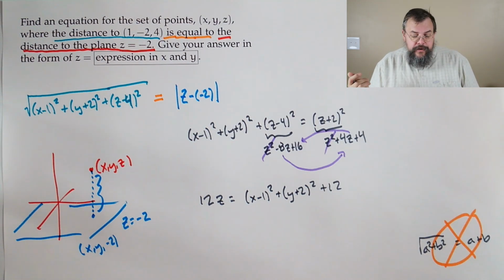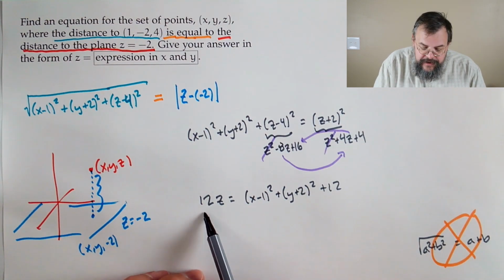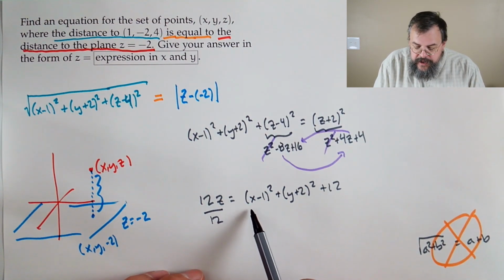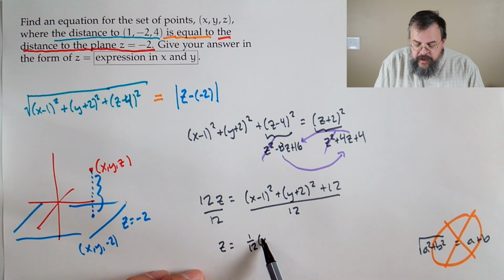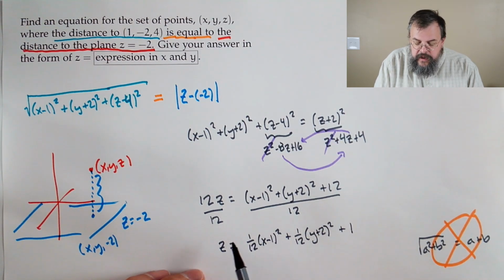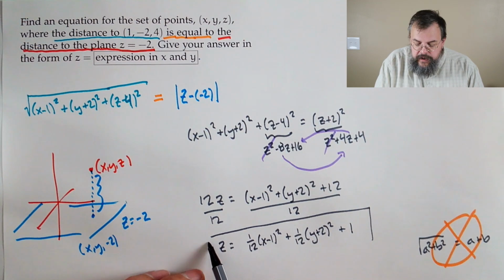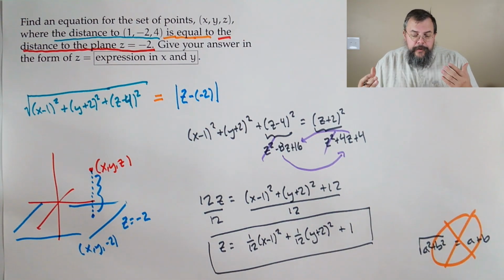So we got to get rid of the 12, but now we use our technology called divide. So divide everything by 12. Everything gets divided by 12. So we get that z is equal to 1/12 x minus 1 squared plus 1/12 y plus 2 squared plus 1. And there we go. That's it. That's the formula.